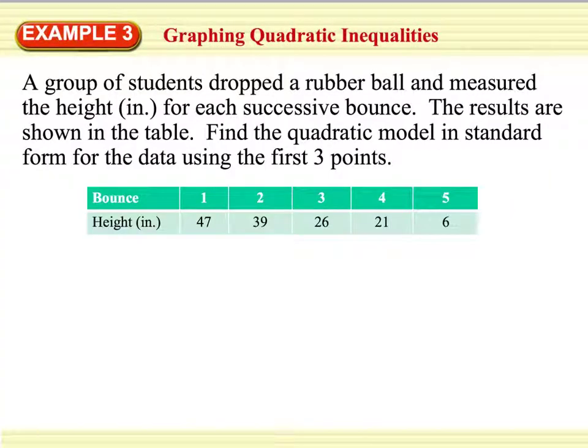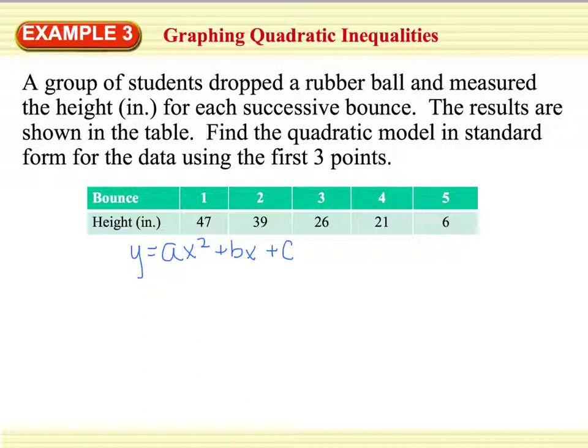Now example 3 says, a group of students dropped a rubber ball and measured the height in inches for each successive bounce. The results are shown in the table, and you want to find the quadratic model in standard form for the data using the first 3 points. Because it says you want to write a quadratic model in standard form, you have to know that standard form is y equals ax squared plus bx plus c.